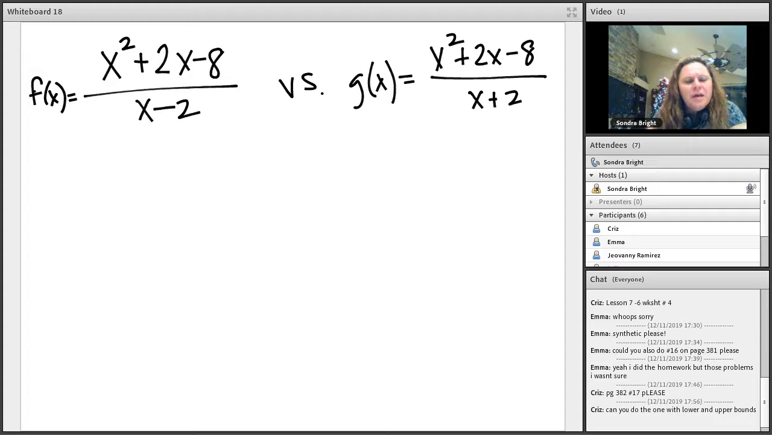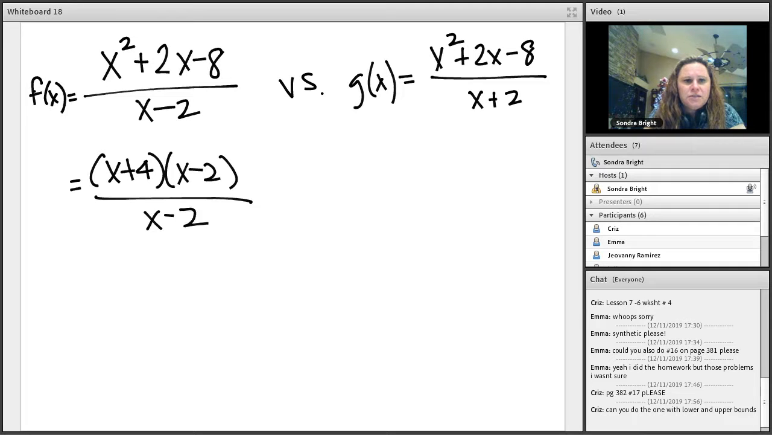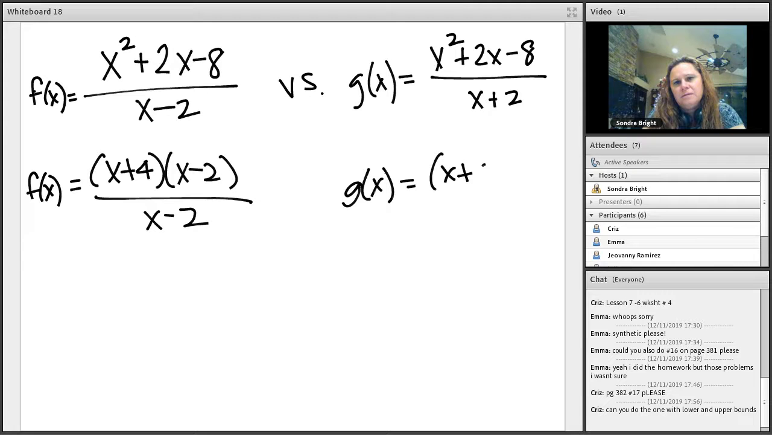Let me think of it. So let's compare the discontinuities. You would want to factor the top, and this would be x plus 4 times x minus 2 over x minus 2. And then g of x would be x plus 4 times x minus 2. It factors the same way because it was the same function up there, but this time there was an x plus 2 in the bottom.